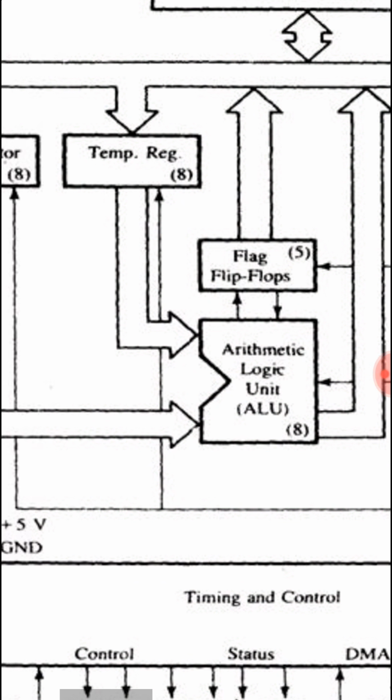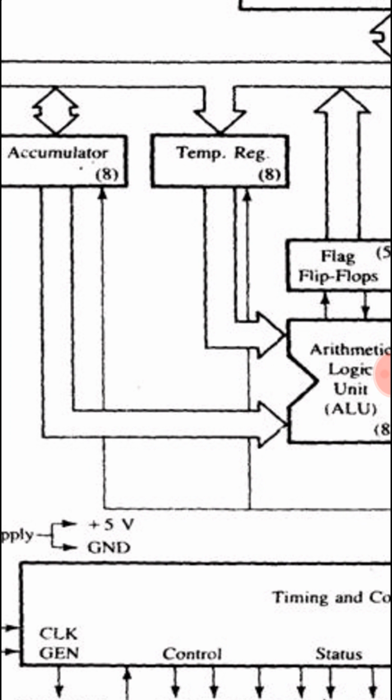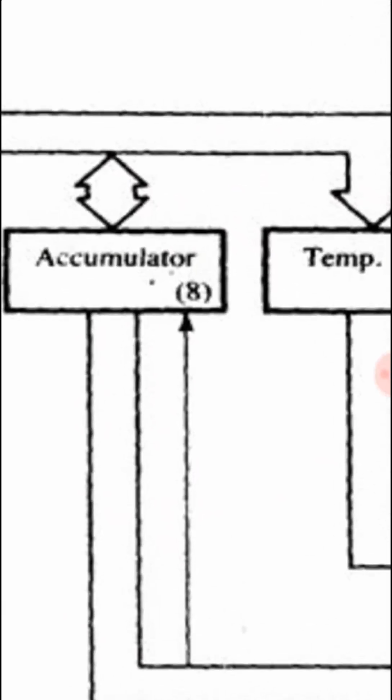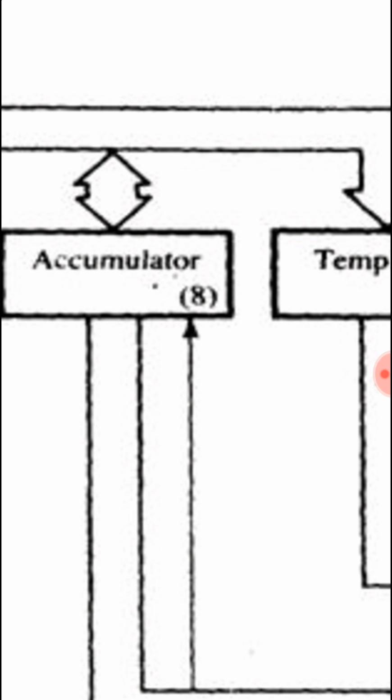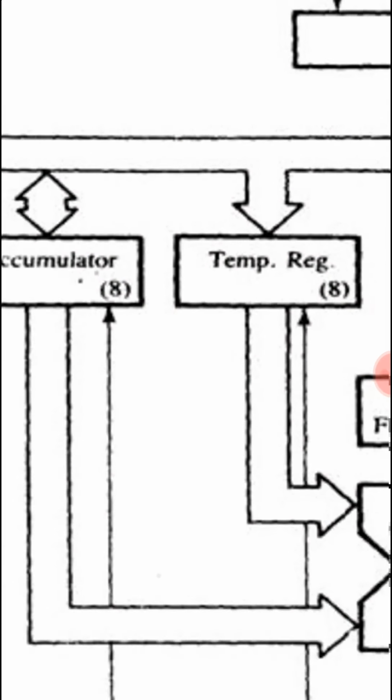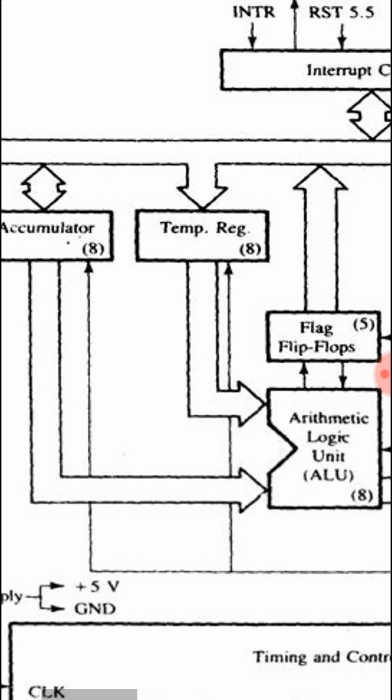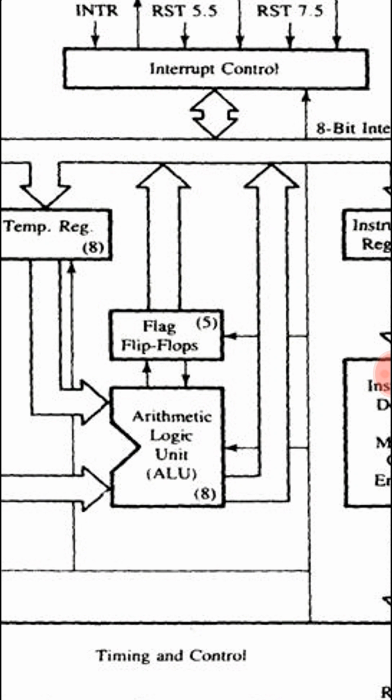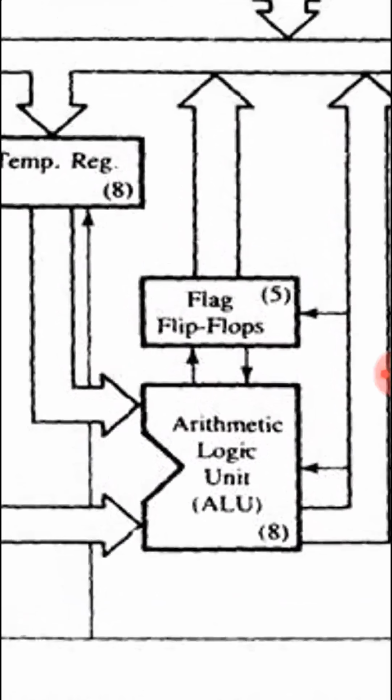So this unit takes input from two more subunits called accumulator, which is also called the processor register, and another register called temporary register. So here ALU takes input from these two registers, and post execution it sends the output to the bus.